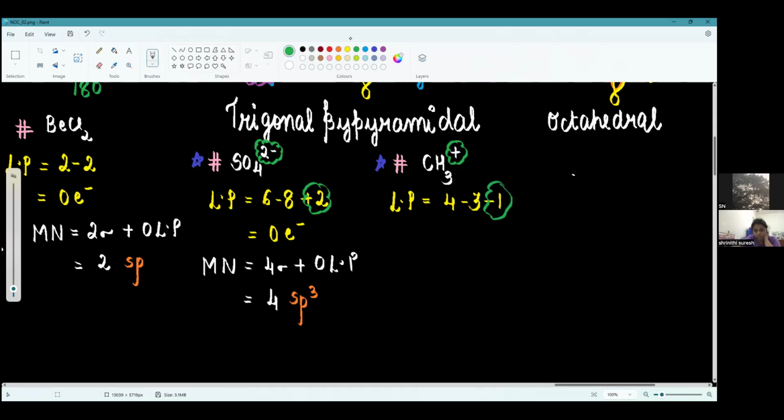Sorry, if you have a positive charge, you will subtract. So if I have a +2 charge, I will subtract 2. I have a +1 charge over here, so I will subtract 1. So 0 electrons means lone pair will be 0. Now what will the Modi number be? How many sigma bonds? 3, because 3 hydrogens are there. So 3 sigma, 0 lone pair. The Modi number is 3. When the Modi number is 3, hybridization is sp2.